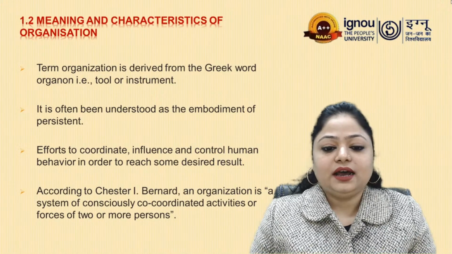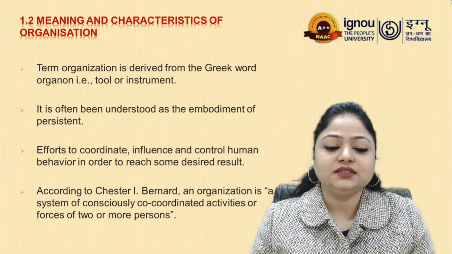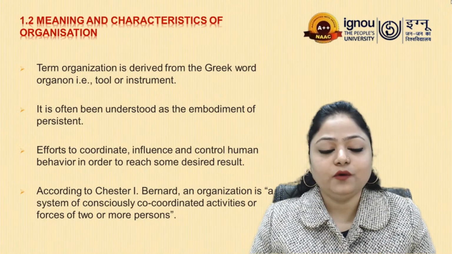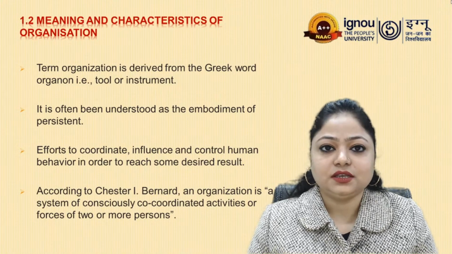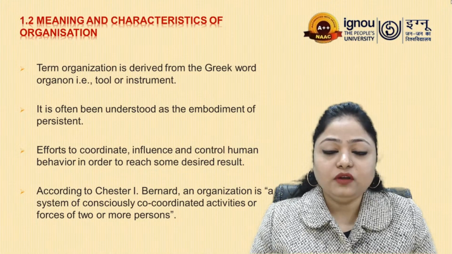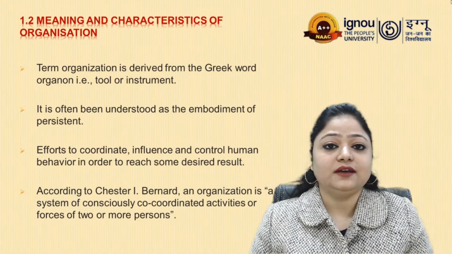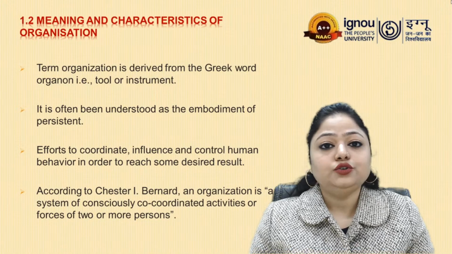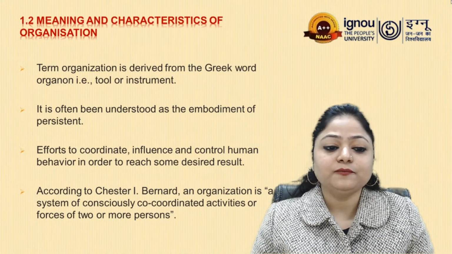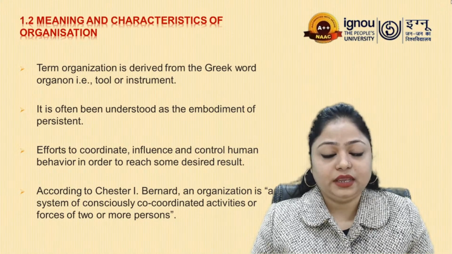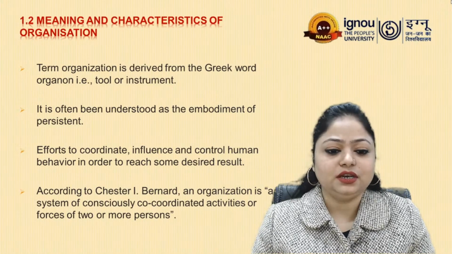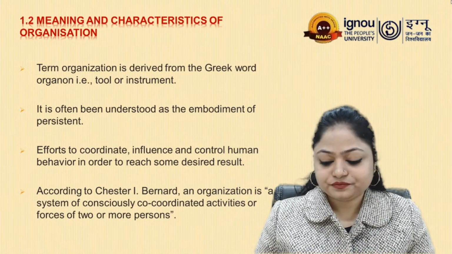According to Chester Barnard, the organization is a system of continuously coordinated activities or forces of two or more persons. So there has to be more than one person involved, and they must have certain goals and objectives. To attain those goals and objectives, they must have certain activities, and those activities should be continuously coordinated, and there should be smooth communication among those people.